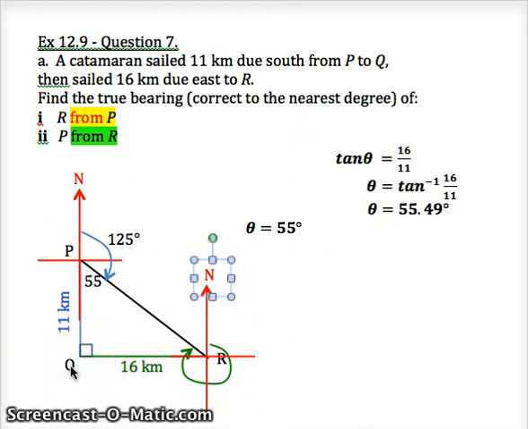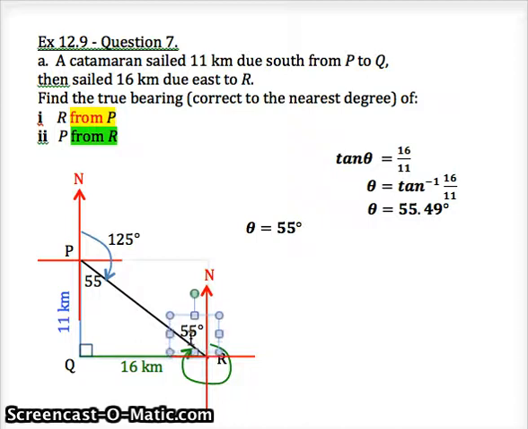So remember, with parallel lines, we can look at alternate, corresponding or co-interior angles. Generally with bearings problems, we will look at alternate angles, like Z angles, or we will look at co-interior angles. I think it'll be easier to do Z angles or alternate angles in this case. So if that angle in there is 55, then this angle over here is 55. So I'll just mark that in there.